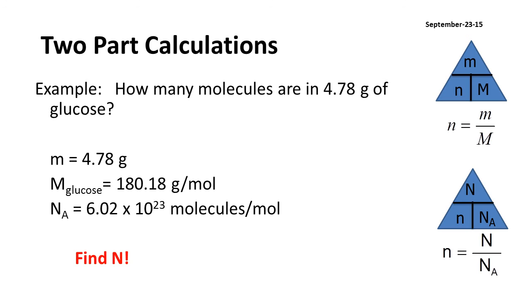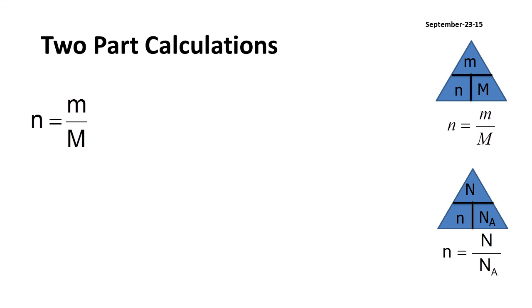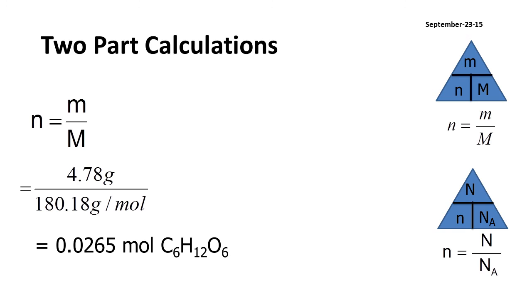So we start off with our initial formula the same as last time. So I've got the number of moles is equal to the mass divided by the molar mass. In this instance, our mass was 4.78 grams of glucose divided by 180.18 grams per mole of glucose. And that works out to be 0.0265 moles of glucose.